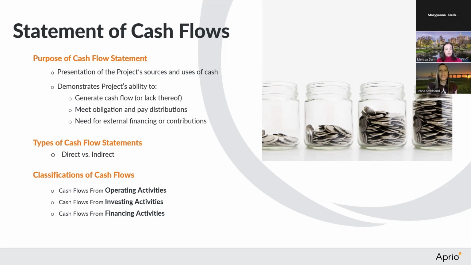So if your debt was $1 million last year and it's $2 million this year, that means you had a cash inflow of $1 million. So that indirect method is really looking at those fluctuations between your balance sheet accounts to paint that picture of cash coming in or cash leaving your property.